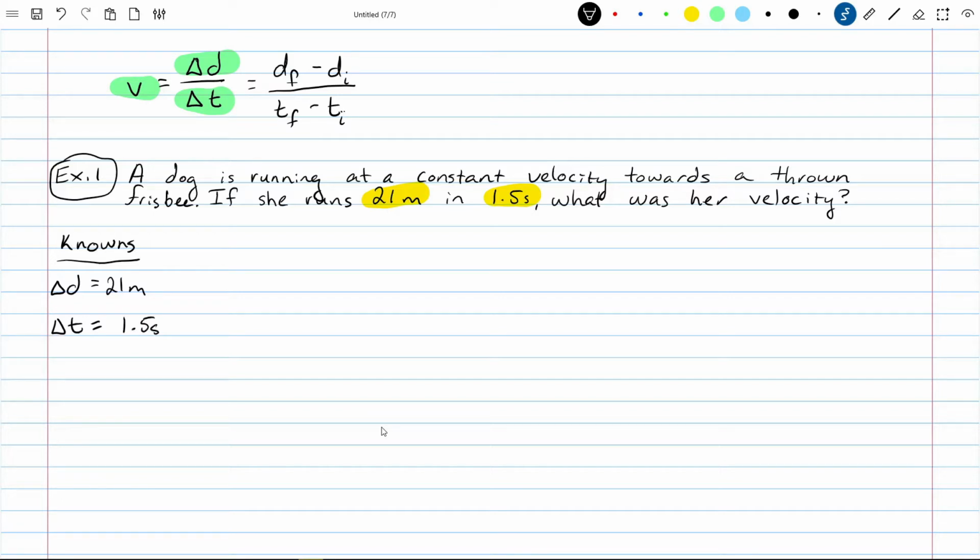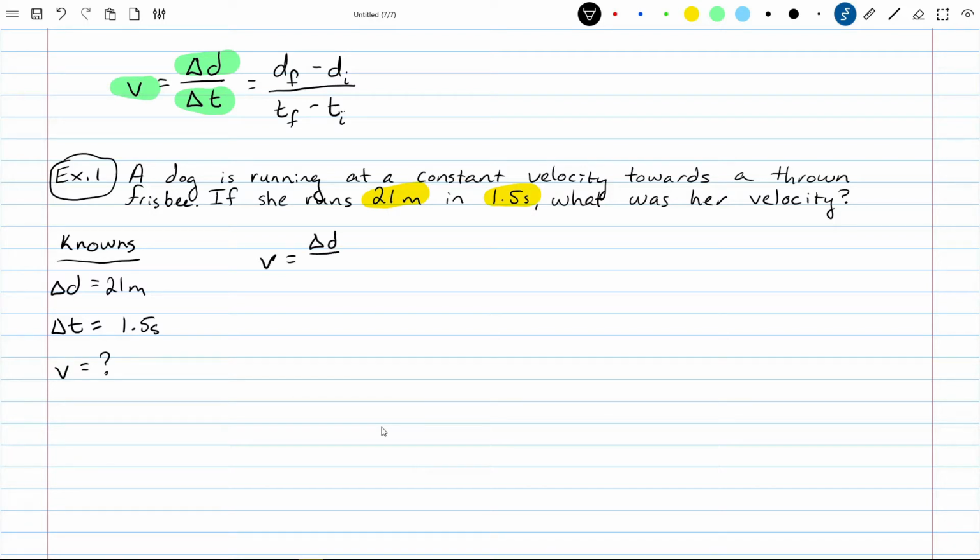Okay, now what are we looking for? That's the next thing we need to identify. It says, what was her velocity? So our velocity equals question mark. We don't know what that is. Now we have our knowns, we can figure out what equation we need to use. In this case, we only know one equation. So we're going to go ahead and write our equation without plugging in any numbers.